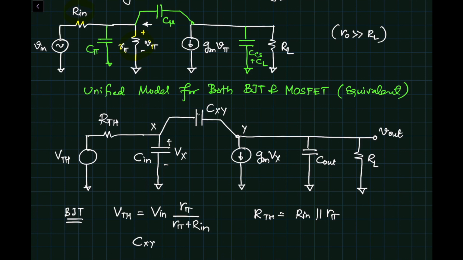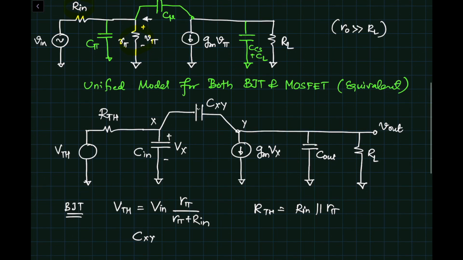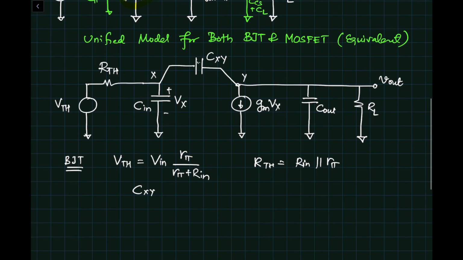CXY is the capacitance between node X and node Y, and our job is to split that CXY so that we have two capacitances, one from node X to ground and one from node Y to ground. Once we do that, we know how to figure out the frequency response of this circuit. From node X to node Y, we know that there is gain, in both cases, bipolar or MOSFET. The gain from X to Y is equal to minus gm times RL.